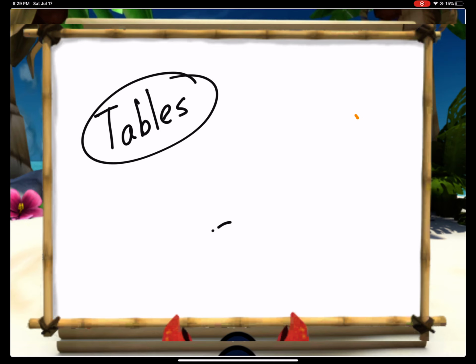Now it's time to learn tables. So you can get some tables worksheet and you can work on it.